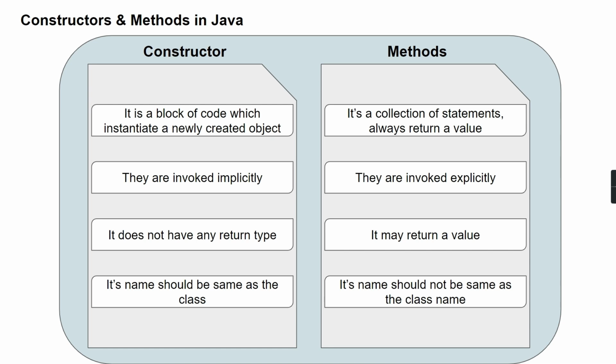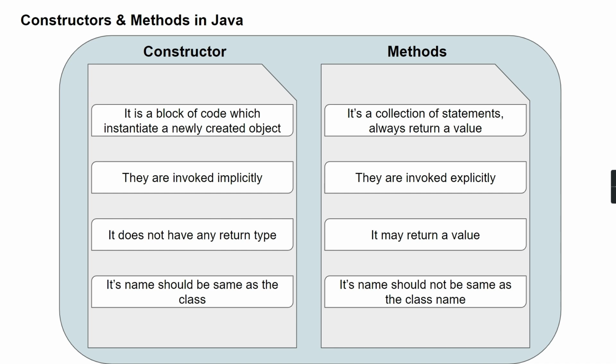We don't have to explicitly call them. But the methods, we have to call them, right? They cannot be called unless we call them. And the third different property of a constructor is that it doesn't have any return type. When we create a custom constructor, we will understand this point better. But all the methods do have some sort of return type, whether it's void or whatever the data type is.